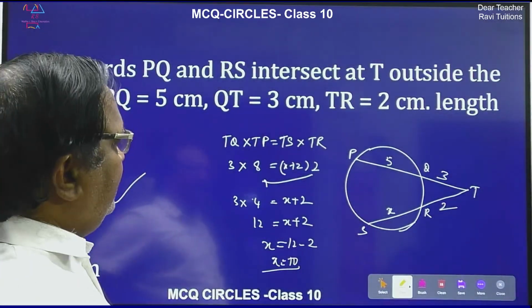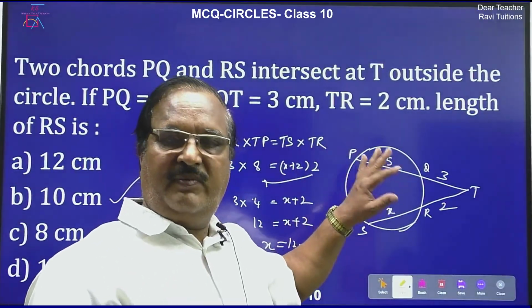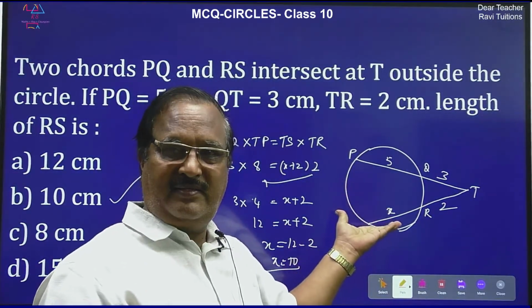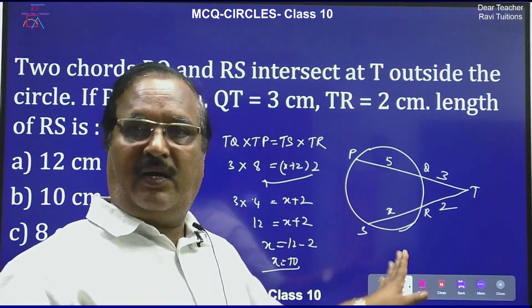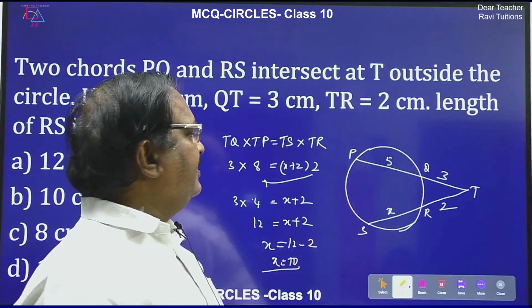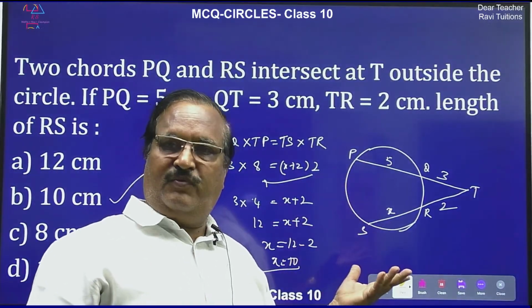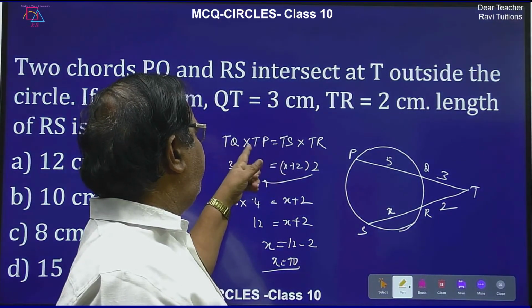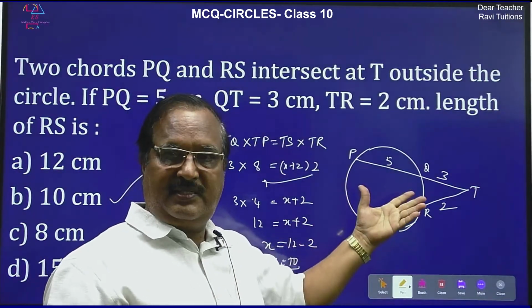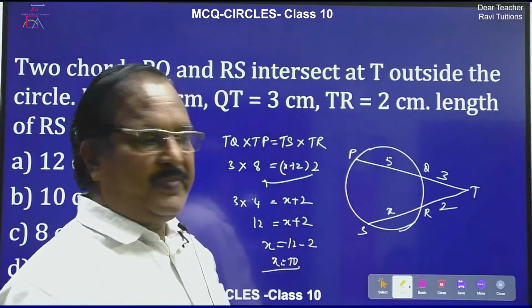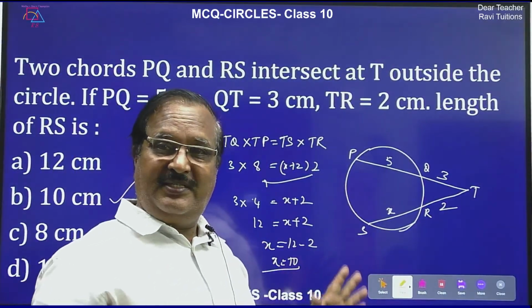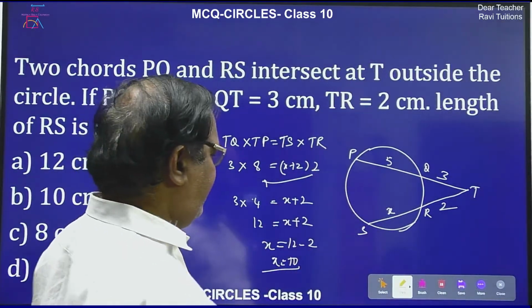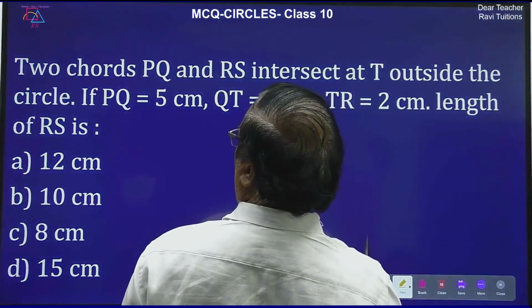I can't say whether this is out of syllabus or not, but because this is related to similar triangles and tangents, you may get this question as a HOT, higher order thinking question. The same question can be given as a 4 marks question: prove TQ into TP is equal to TS into TR. This may be asked to prove. This concept is removed from circles, an extra concept. So now let us go to another question.